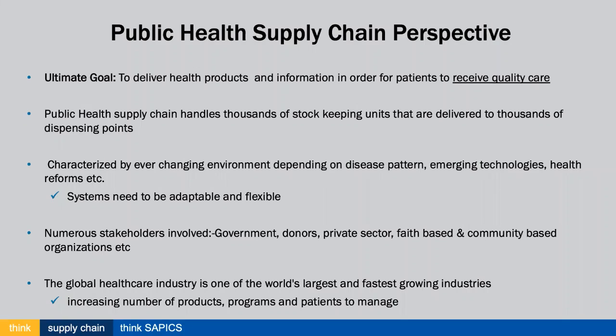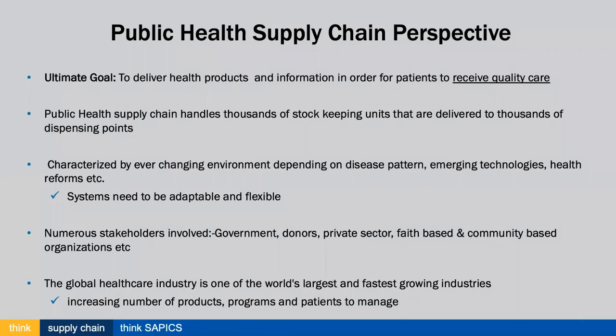The public health supply chain handles thousands and thousands of stock keeping units, and all of these are delivered to different and lots of dispensing points. The health supply chain space is characterized by an ever-changing environment, which depends on disease patterns, such as COVID-19, as we've seen in 2019, the technologies that emerge, and health reforms that are put in place. So the systems have to be adaptable and flexible.